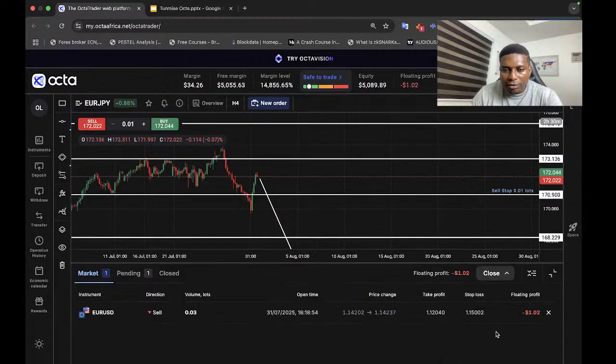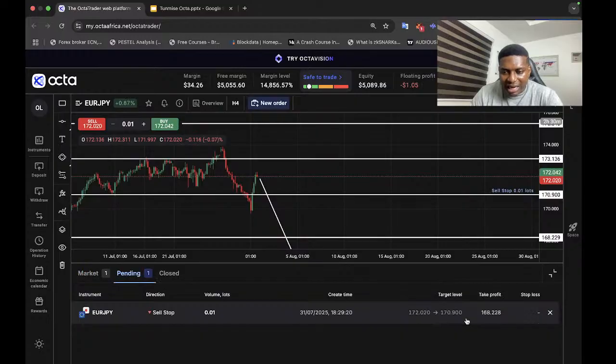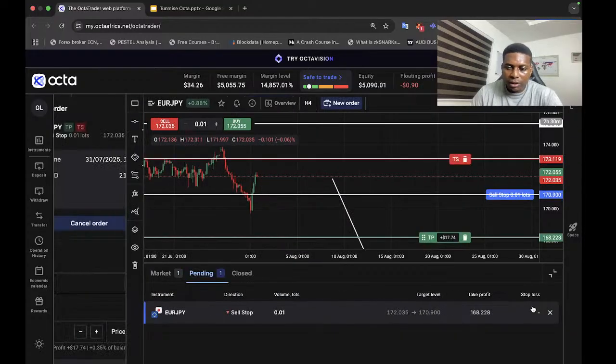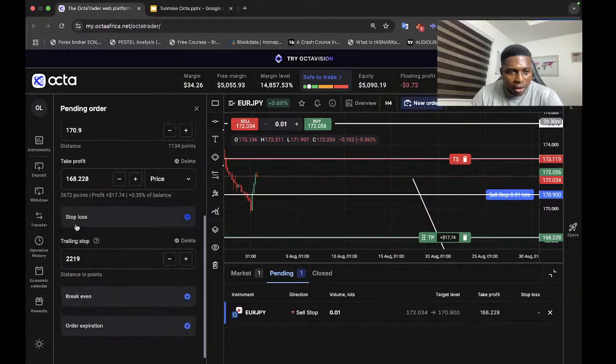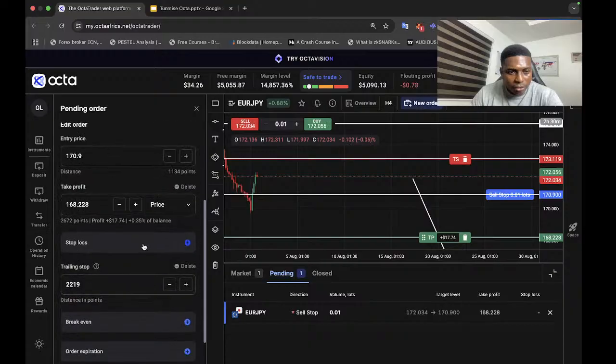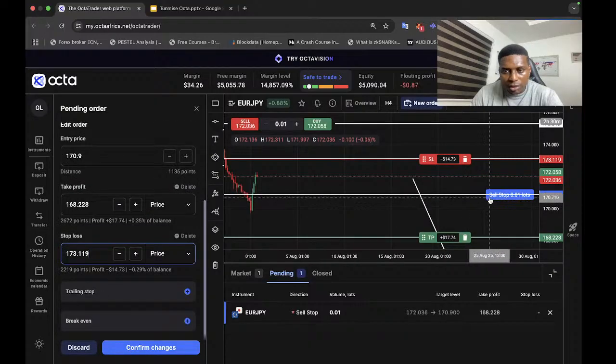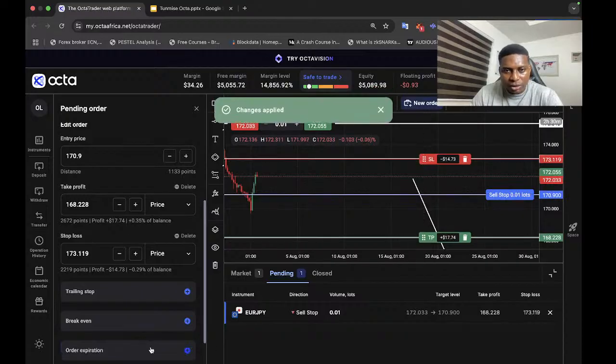If we go down now, if you come here, you see that there's a pending order. There's a target level, there's a take profit level. There should be a stop loss level as well. So let me see. There's a stop loss level. So our stop loss level will be, where's my stop loss? Okay, yes, it would be here. So I'll set changes.